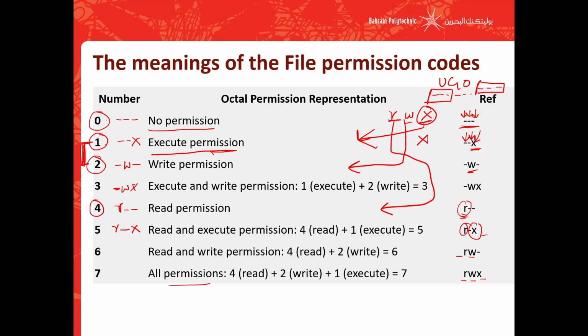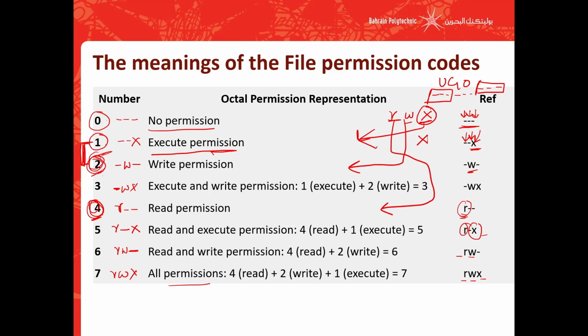Then you have 6, which can be 4 and then 2. So 4 is R, and 2 is W. So at the end there will be a dash. And then 7 is basically 4, 2, and then 1. So 4, 2, and 1 will make it R, W, X. You can just remember the numbers, or I think it's best to remember the numbers and the symbols together.